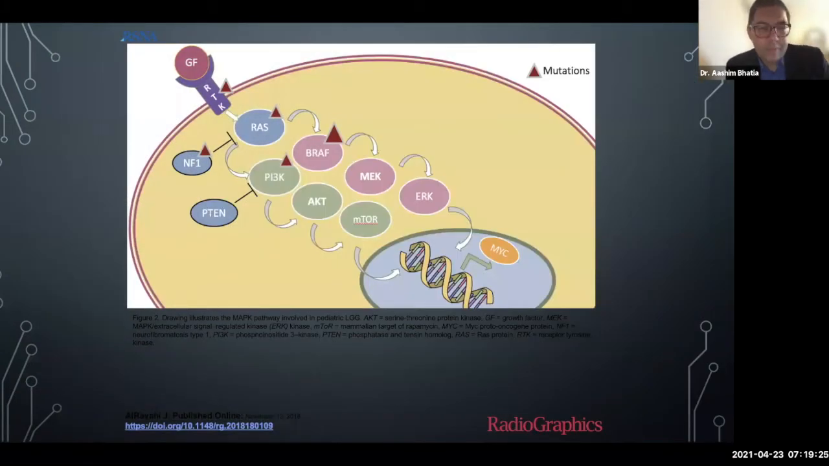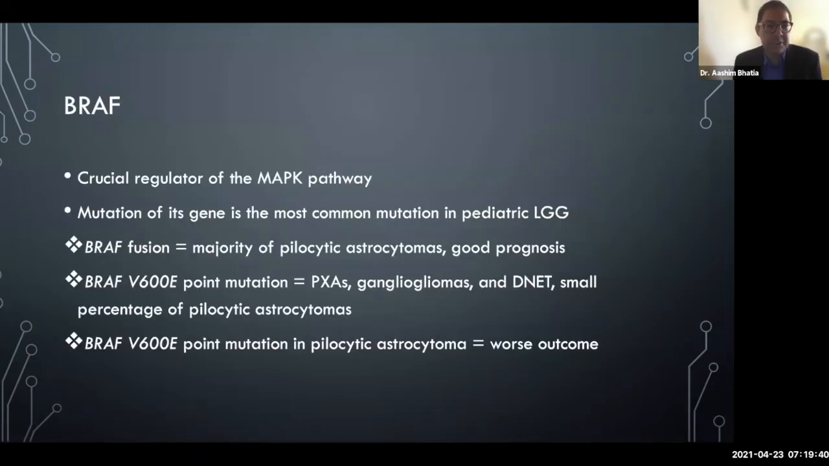If you look at the MAP kinase pathway, BRAF is an important regulator of this pathway. And so if there's a mutation in this, you can have alterations leading to neoplasm. So we talk about the BRAF mutation quite a bit because it's an important regulator. And the two molecular modifications you should think about are the BRAF fusion, which is in a majority of pilocytic astrocytomas with a good prognosis. You also have a BRAF V600E point mutation. In pilocytic astrocytoma, if you want to compare the two, why is it important? This V600E point mutation has a worse outcome compared to the BRAF fusion.